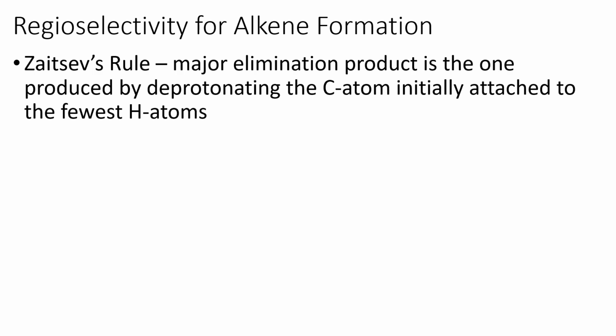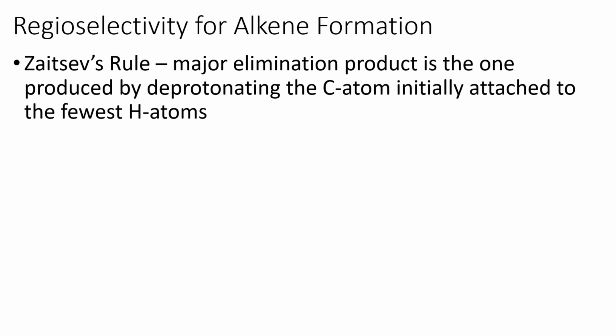And what we mean by regioselectivity is we're going to be talking about where within the molecule that double bond is going to take place. So what we're going to see is that we're going to follow Zaitsev's rule. And it tells us that the major elimination product is the one produced by the deprotonating of the carbon atom initially bound to the fewest of our hydrogens.